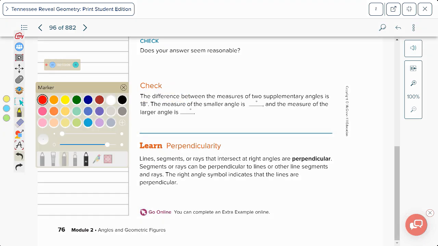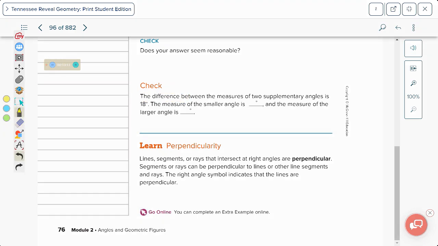All right. So, it says the difference between the measure of two supplementary angles. Okay, so difference here, we're dealing with subtraction. We're also dealing with supplementary angles. And before we learned that those add up to 180 degrees. The difference is 18 degrees. And so we have to find the measure of both the smaller and the larger angle, okay?